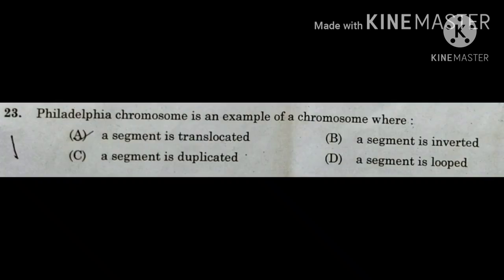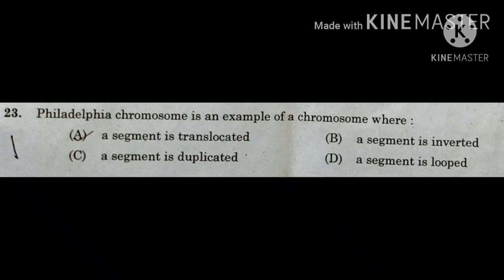Let's go through the next question. The next question is: Philadelphia chromosome is an example of chromosome where option A, a segment is translocated. Option B, a segment is inverted. Option C, a segment is duplicated. Option D, a segment is looped. It is a question based on the topic chromosomal aberration.